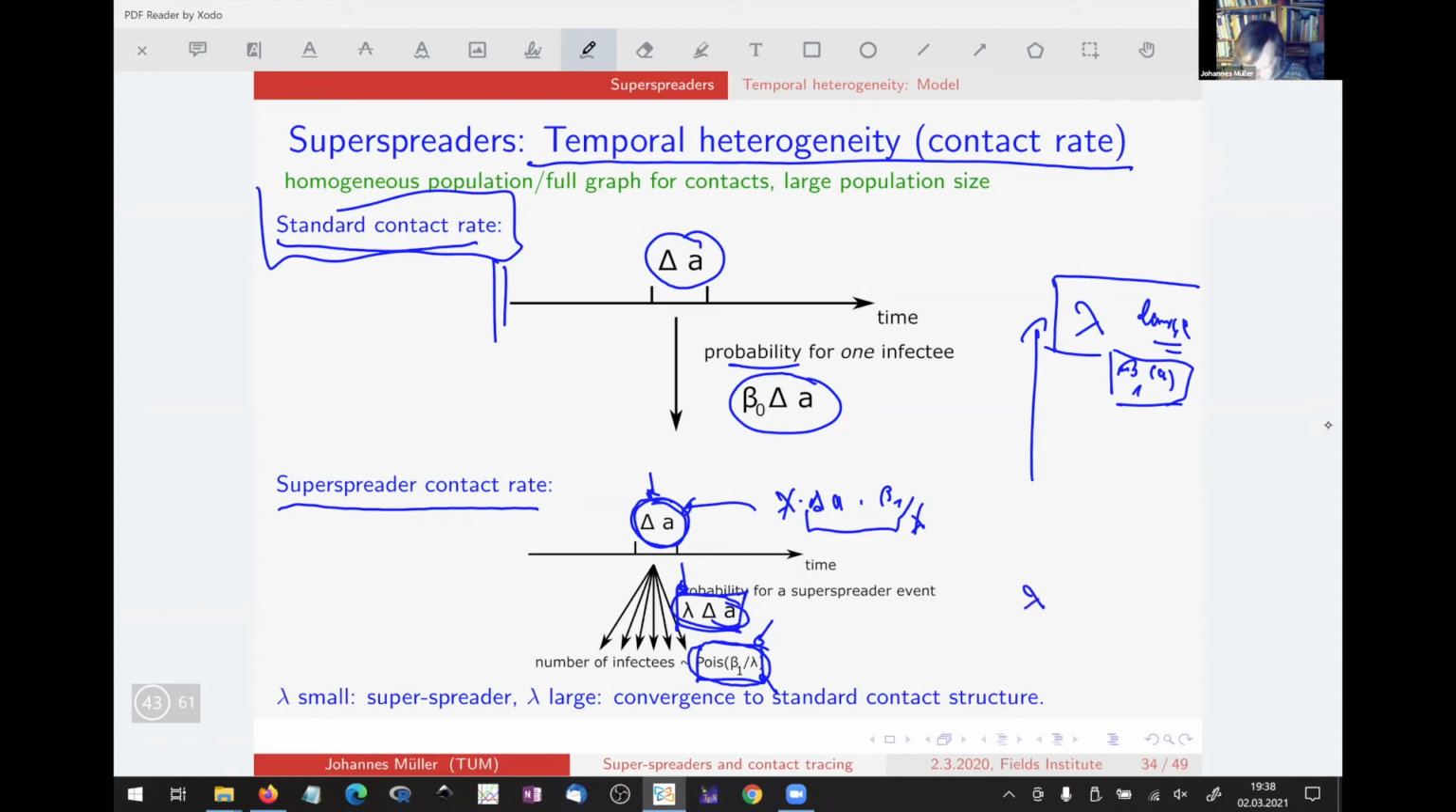If lambda is very, very small, then it's unlikely that a super spreading event happens. So most people will not have a super spreading event because they recover before one happens. But if a super spreader event happens, then this beta 1 over lambda is huge. So we have a huge number of infectees. So basically, we can scale the model between the standard case and super spreading only by scaling lambda between large and small.